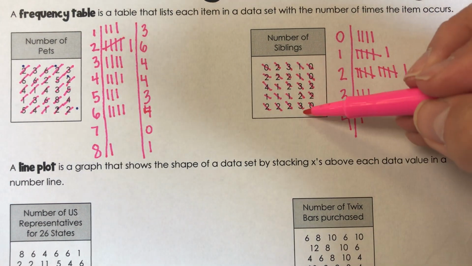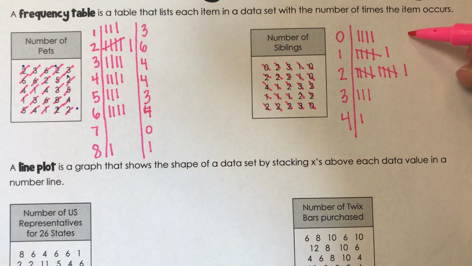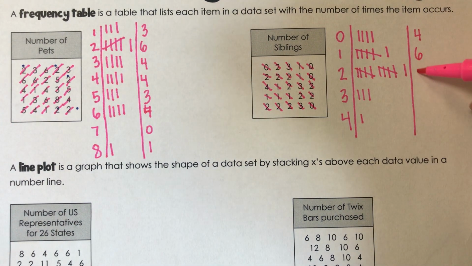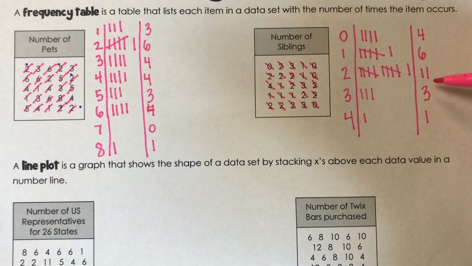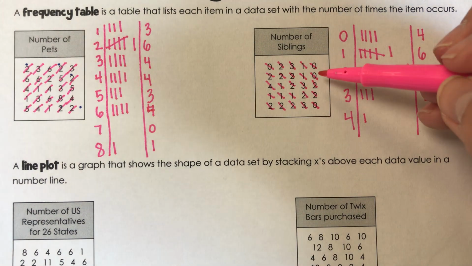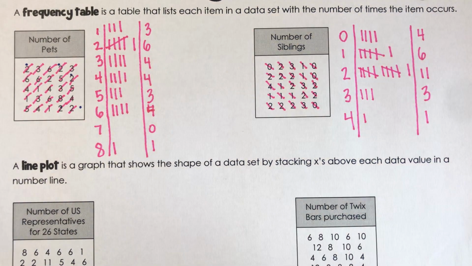So I just want to make sure that I've crossed through all my numbers. I'm going to write my frequency over here. I have 4, 6, 11, 3, and 1. So that's 10, 21, 24, 25. And those are frequency tables.